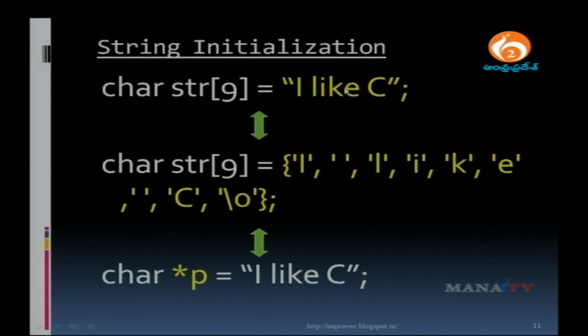The same initialization we can also do character by character, but this second approach we do not use regularly. Generally only the first one we use. Another approach is string initialization using pointers, but pointers have not been discussed so far, so I am not discussing this third approach now. char *p = "I like C" can also be written, but I have not discussed pointers till now. So I am talking about only these two initializations.